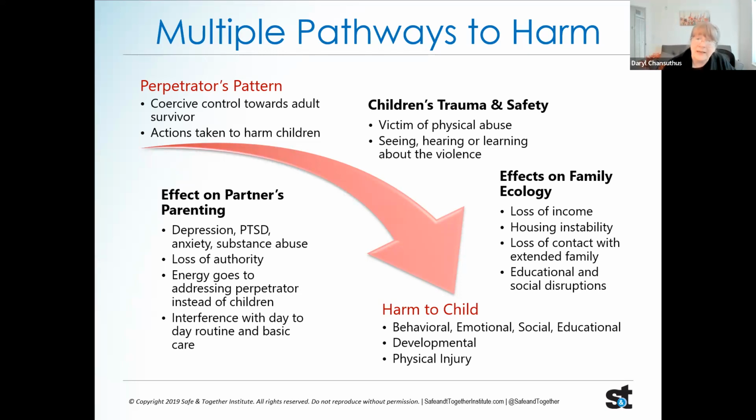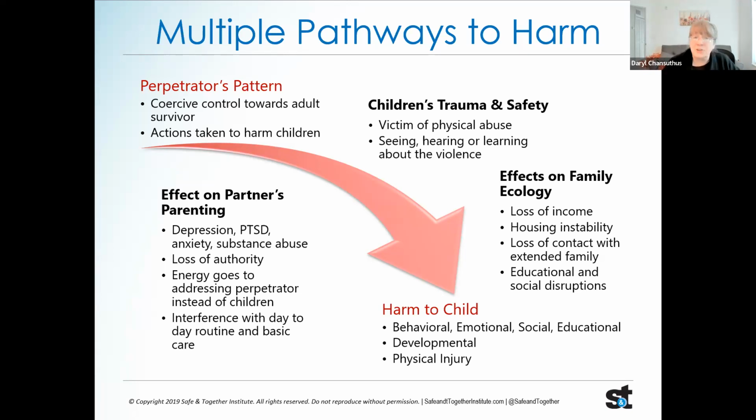With such instability in the home, with such trauma occurring in the home, the child suffers from a behavioral, emotional, social, and educational perspective. Developmentally, they may experience delays. They may also, if they're being physically abused, experience physical injury. And his pattern of coercive, abusive control also has an effect on his partner's ability to parent, right? His choice of abuse is his approach to parenting, because that's what it is, and it impairs his partner's ability to parent.